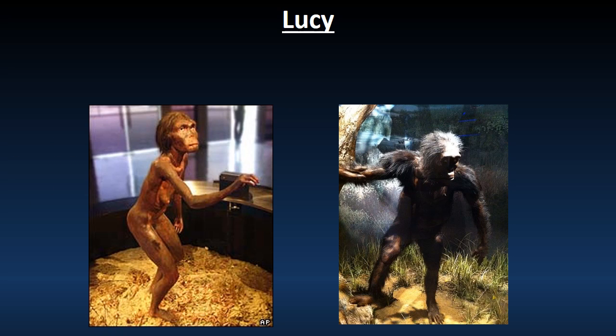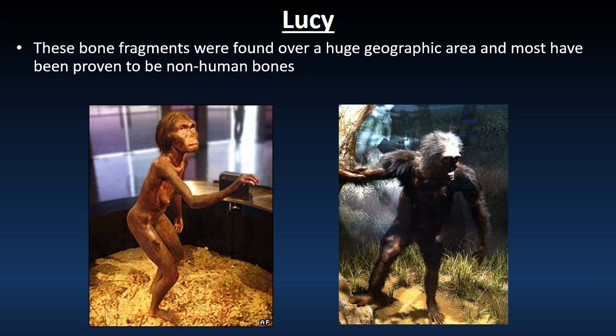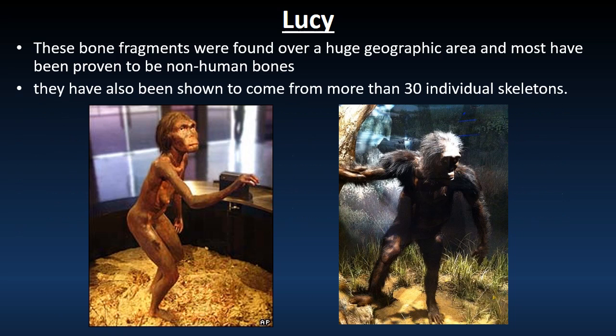And again, scenes all over the world. There's probably hundreds of different Lucy displays. These bone fragments were found over a huge geographic area. It's like a square mile. So in no way, shape, or form did these fragments come from one thing. Most of them proven to be non-human bones. And again, it's simple to do that now. In 1974, they weren't able to do that. They've also been shown to come from more than 30 individual skeletons because it was such a huge area.